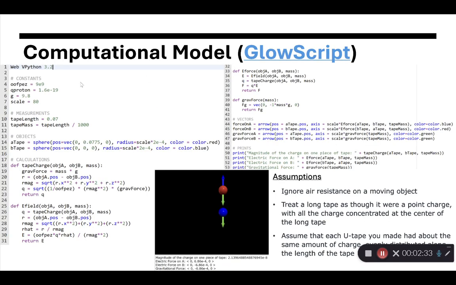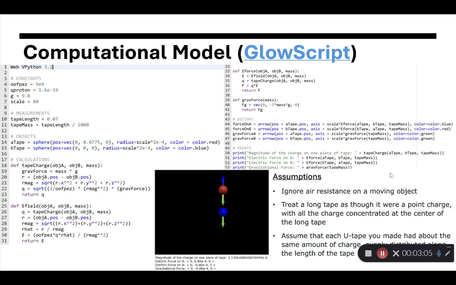And here is the computational model. We have a couple functions here that follow the same logic as in the calculations. A function to find the tape charge, for electric field, and for electric force, and for gravitational force. And then plug those in, make arrows out of the vectors. Also, we printed the vectors out, and this is the result right here. The red is the upper tape, blue is the lower tape, and the arrows correspond with gravity, electric force, all that.